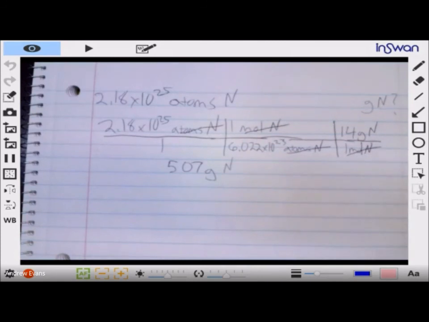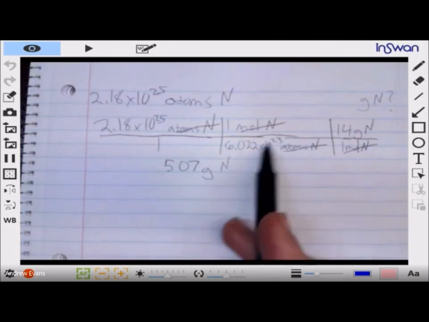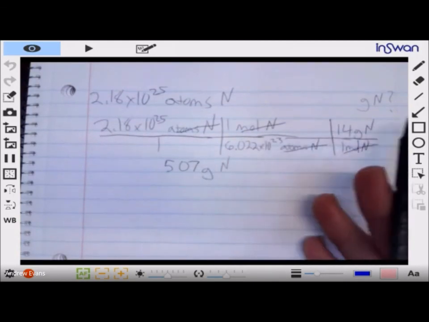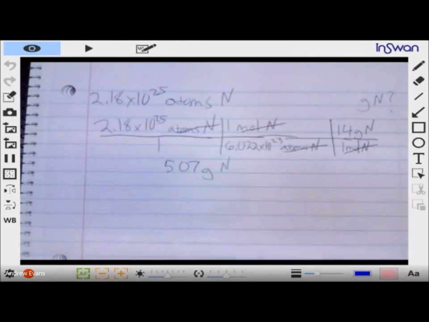So that is our basics. We have to set up either atoms. This is one of the things we'll keep doing as we go forward.